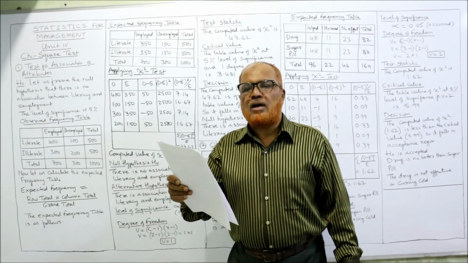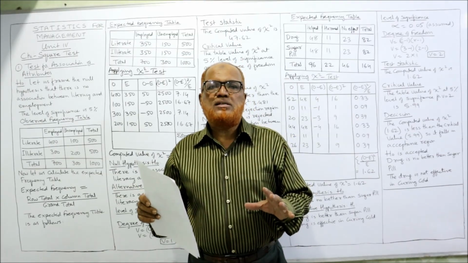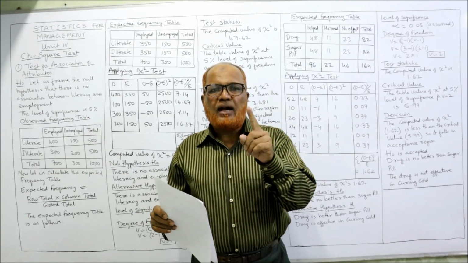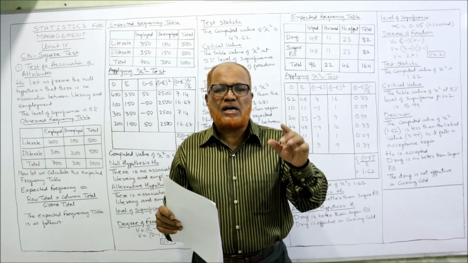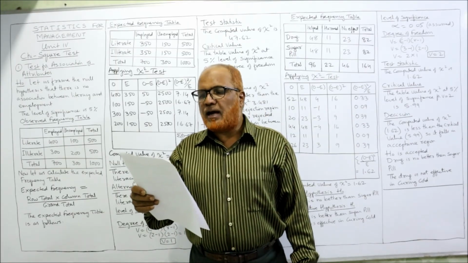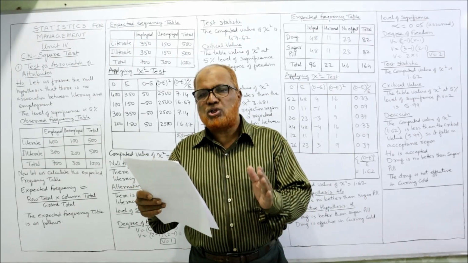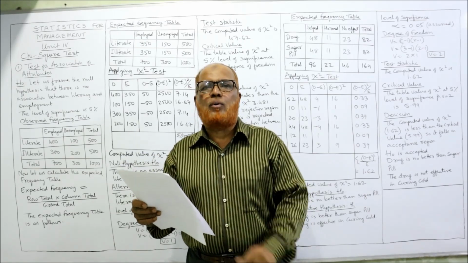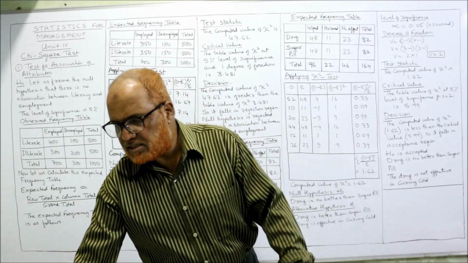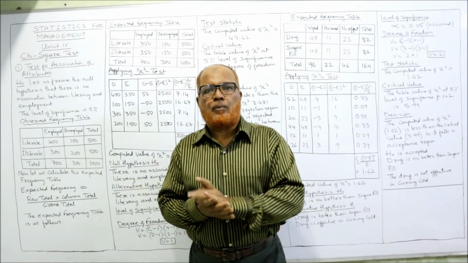Now it is asking you to construct a 2 by 2 contingency table. A 2 by 2 contingency table means 2 rows and 2 columns. One attribute we take in rows, another attribute we take in columns. Then apply the chi-square test to determine whether there is any association between literacy and employment at 5% level of significance. That is the problem.